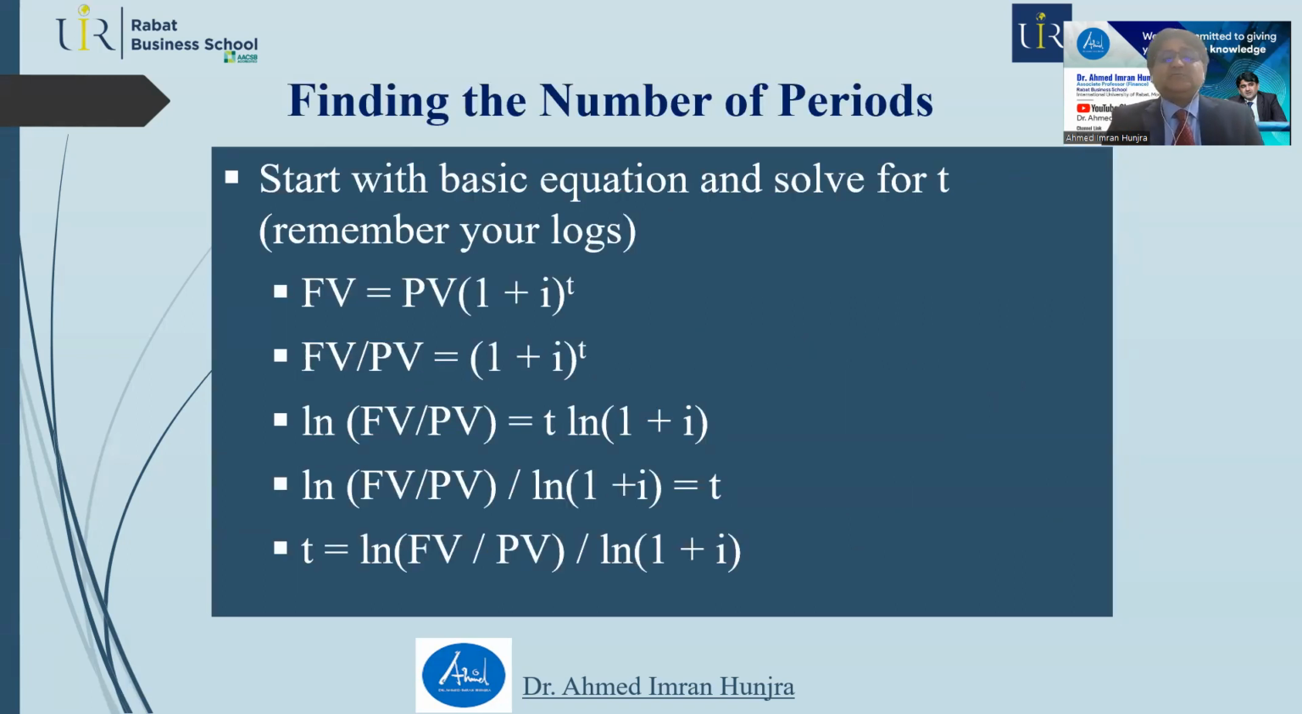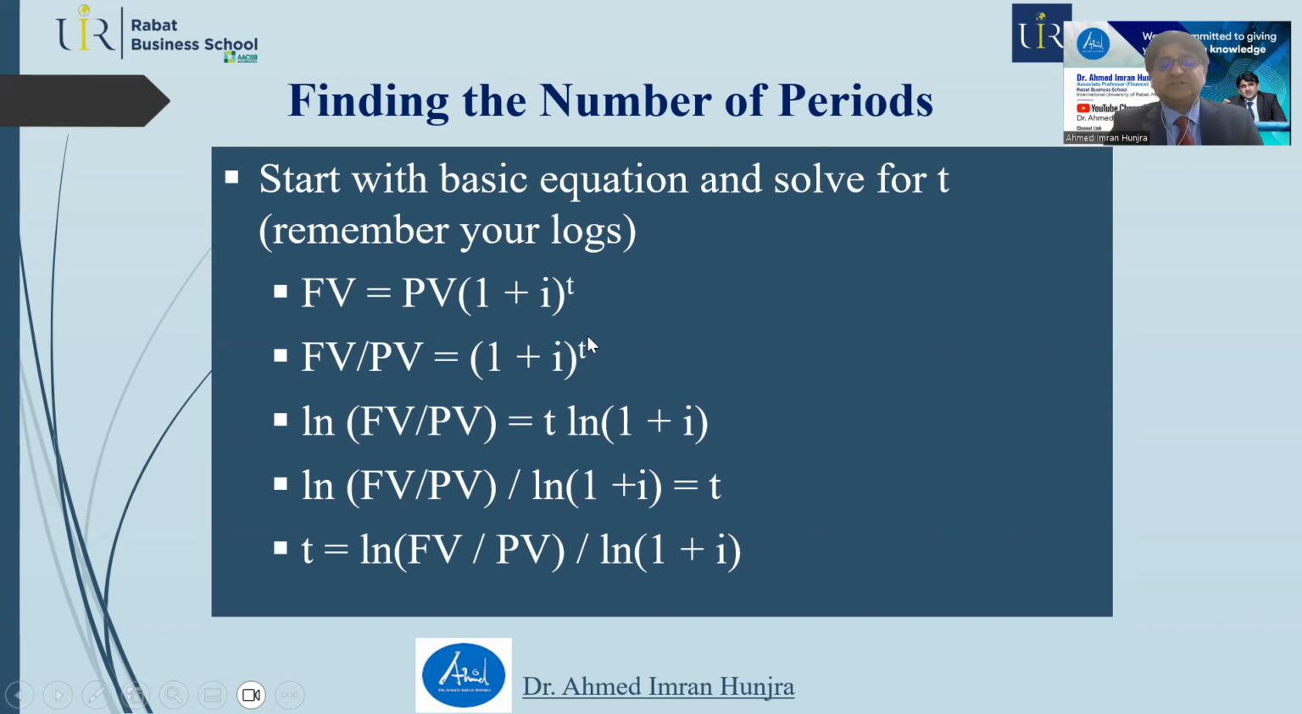So after that, how can we find the number of time periods? We can rearrange the basic equation, which is future value is equal to present value times 1 plus i raised to the power t. In this case, we need to find t. So present value will be shifted, meaning we will divide by present value, and here we are left with 1 plus i raised to the power t. So we need to find t, and t is a power.